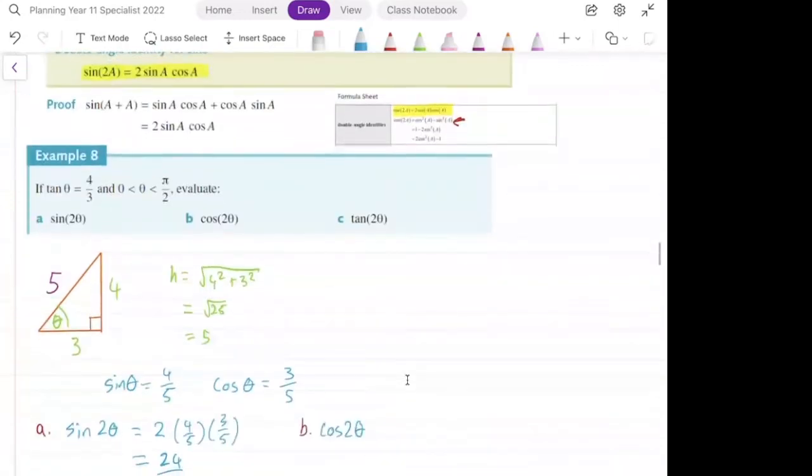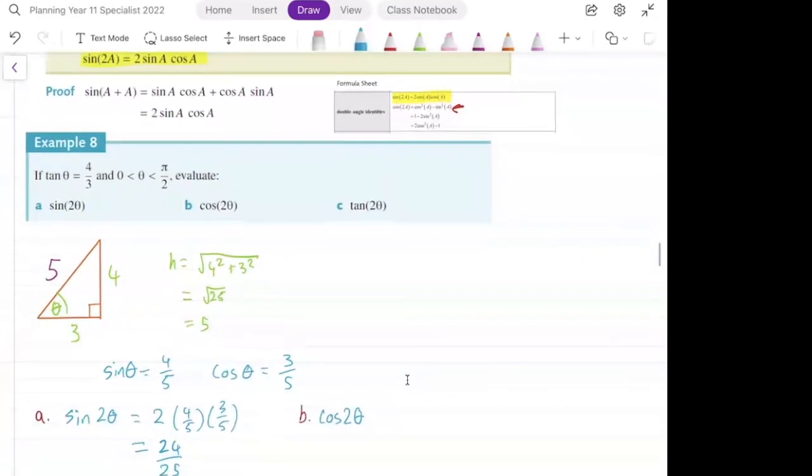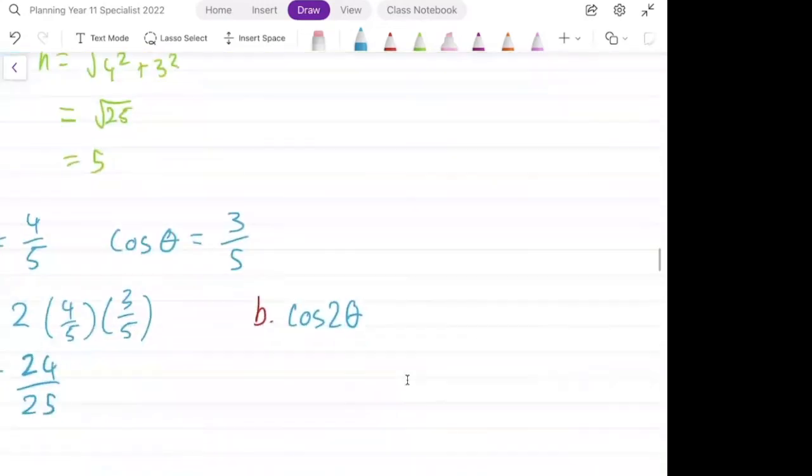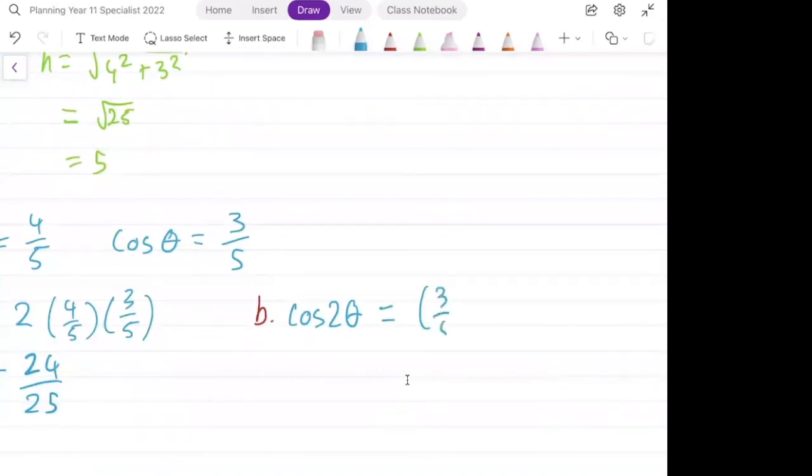For part B, for cos 2 theta, I could choose any one of those 3 rules that I have up here. I'm just going to choose the first one because, like I said, I have all my information for this question. If I just knew sine, I'd do the second one. If I only knew cos, I would do the third one. But because I know both, let's just do rule number 1, which is going to be 3/5 squared minus 4/5 squared, which in this case is just going to equal minus 7/25.